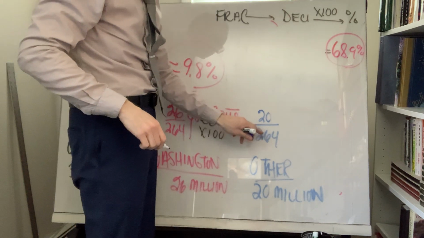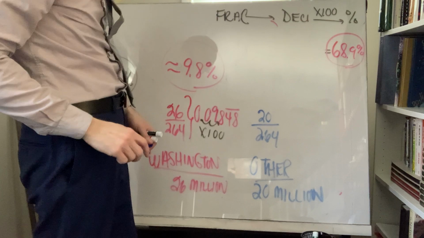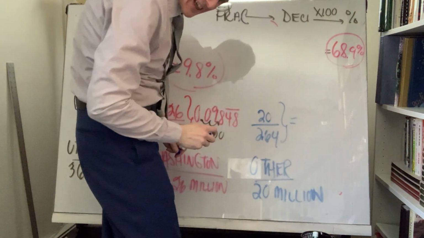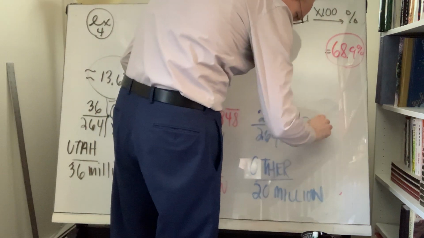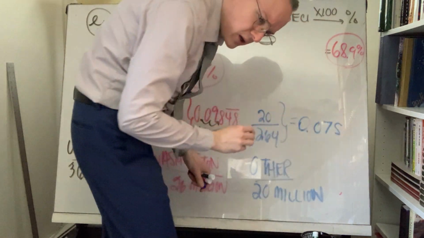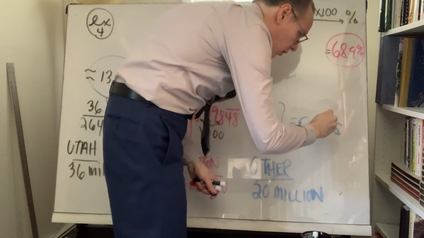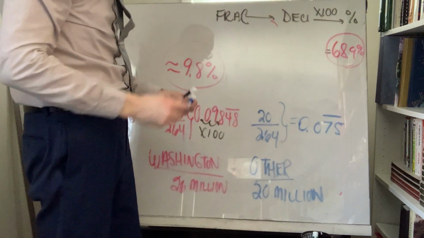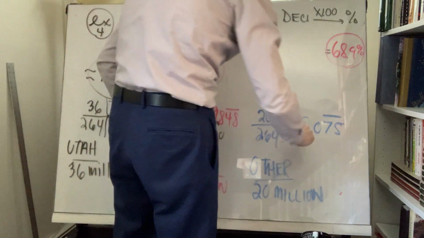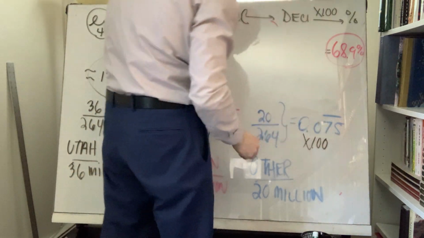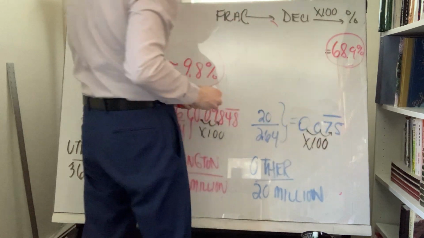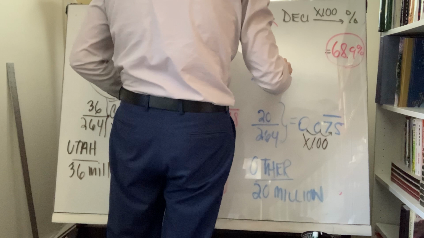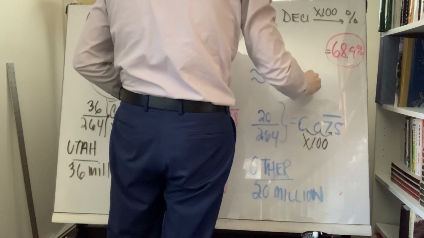20 divided by 264 would give you 0.075, with a bar over the 7 and the 5, because it would be 75, 75, 75 repeating. Again, if you multiply by 100 to formalize it as a percentage, the effect is to scoot this over twice, and then what you end up with is approximately 7.6% if you round now.